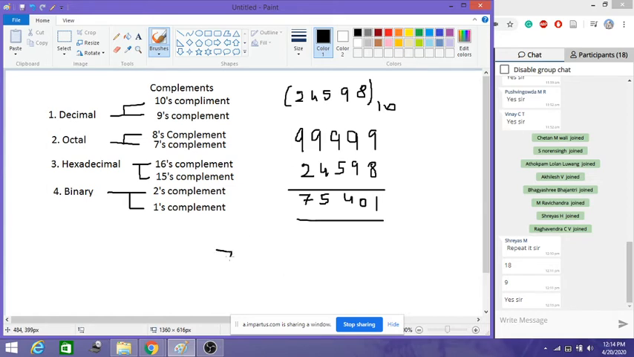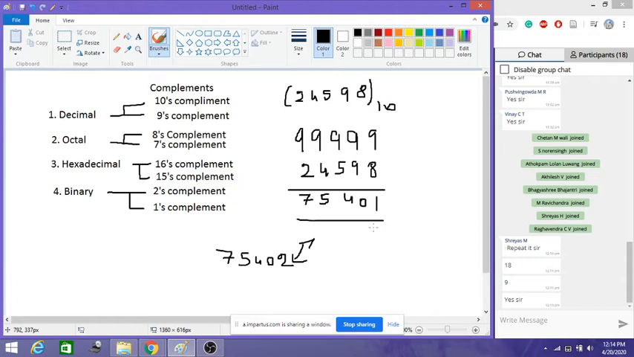Previously, what was the answer we got? It was 7 5 4 0 2. So in tens complement we get a difference of one. If you see, between the nines complement and tens complement there is always a difference of 1, because in the previous case we added 1 in the LSB, the last digit.